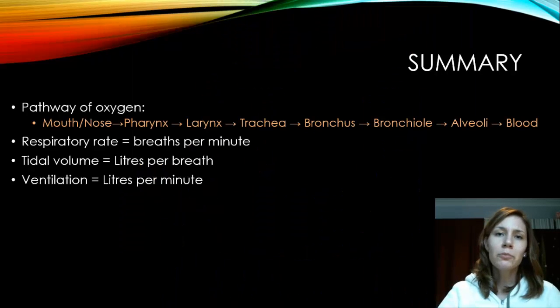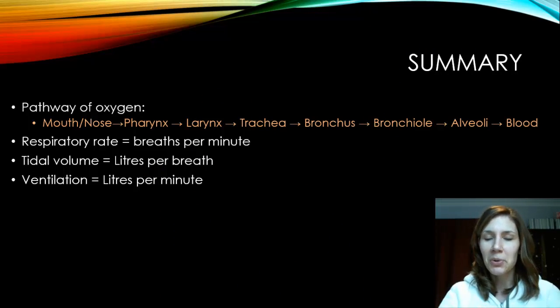In summary, the pathway of the oxygen goes from the mouth or the nose to the pharynx, the larynx, the trachea, bronchus, bronchiole, alveoli, and blood. You also need to learn three particular terms: the respiratory rate, the tidal volume, and the ventilation.